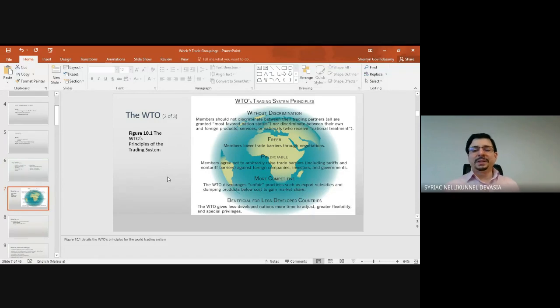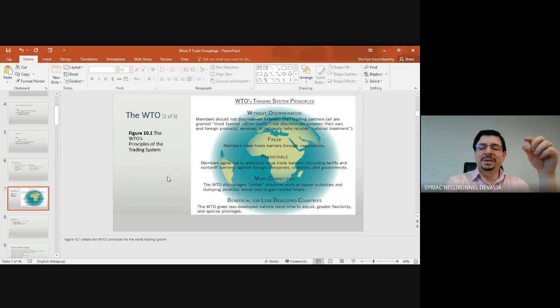So what are the principles on which WTO works? There are a few principles. Number one, no discrimination. So that's the first principle of WTO. The members should not discriminate between trading partners, which means all members of WTO are given most favored nation status. It is not given to some only. Okay, no discrimination between their own and foreign products, services, or nations, which means you can't discriminate between your product and another country's product. That is also part of non-discrimination.